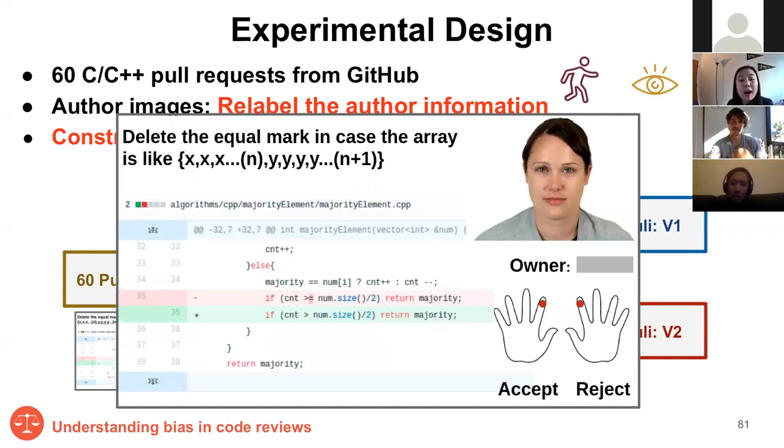On the bottom right corner of the stimuli, we also put that indicator image just to remind the participants which fMRI button to use to accept or reject the pull request. That's why it looks slightly different from a real code review.